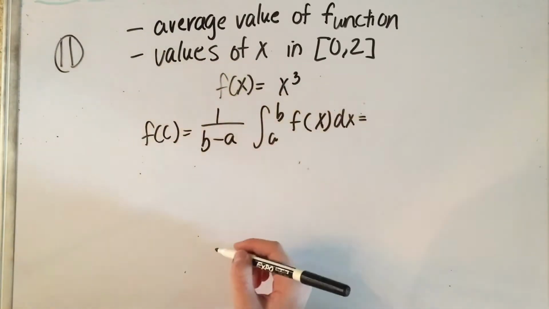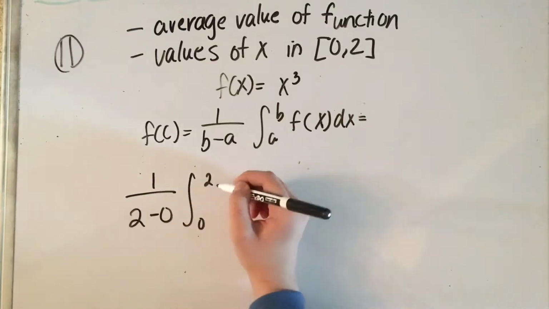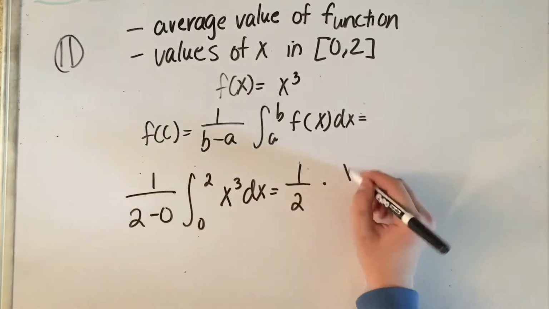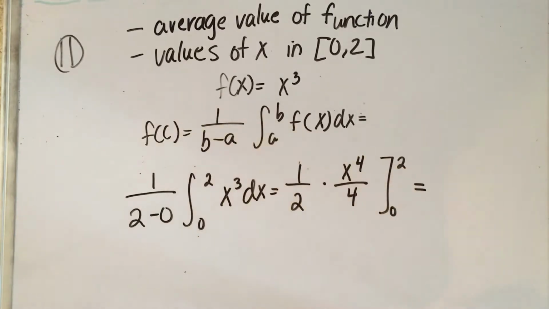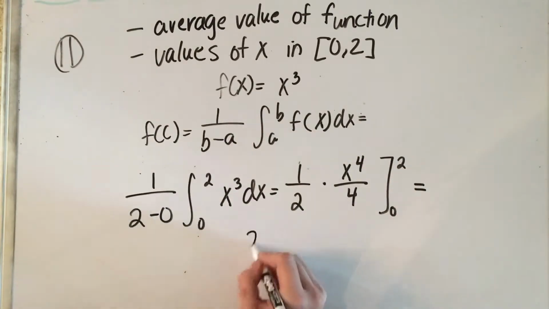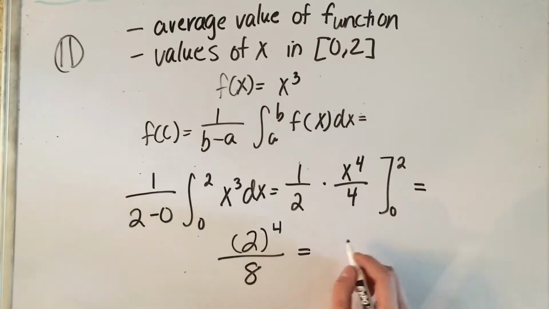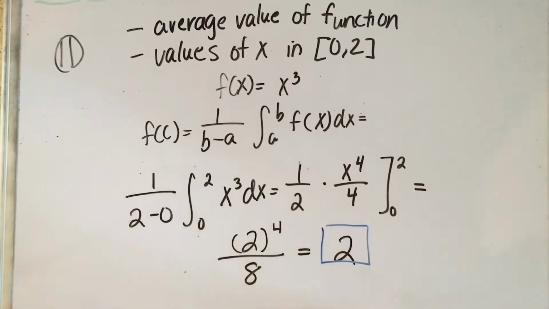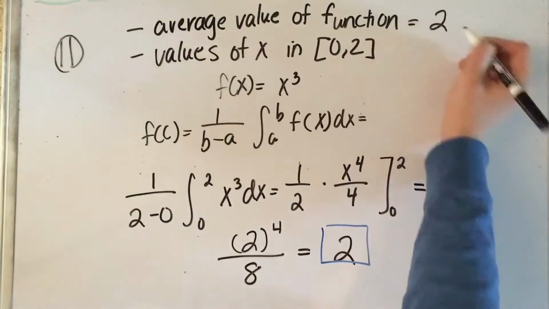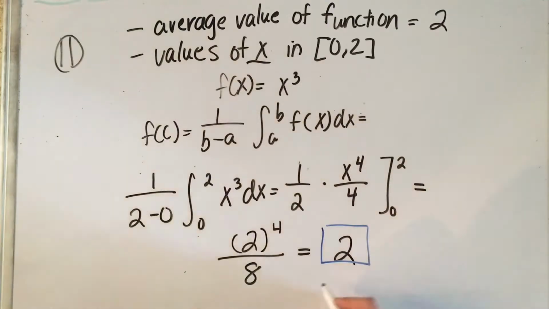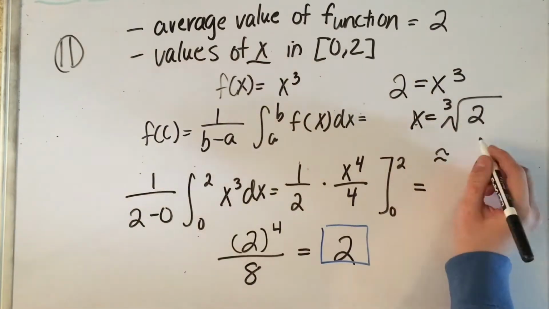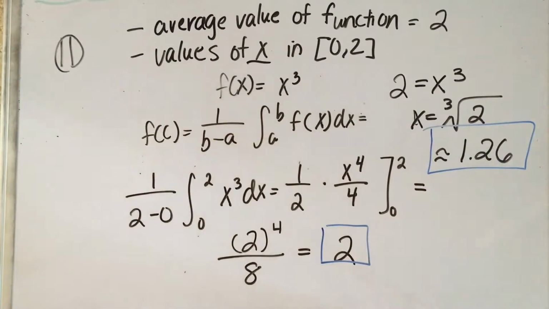So, we can use the average value of a function to solve this problem. We plug in the limits in the function that was given and integrate. Now we can use the fundamental theorem of calculus number 1 and find 2 to be the average value of the function. To find the values of x, we set that 2 equal to the function and get approximately 1.26.